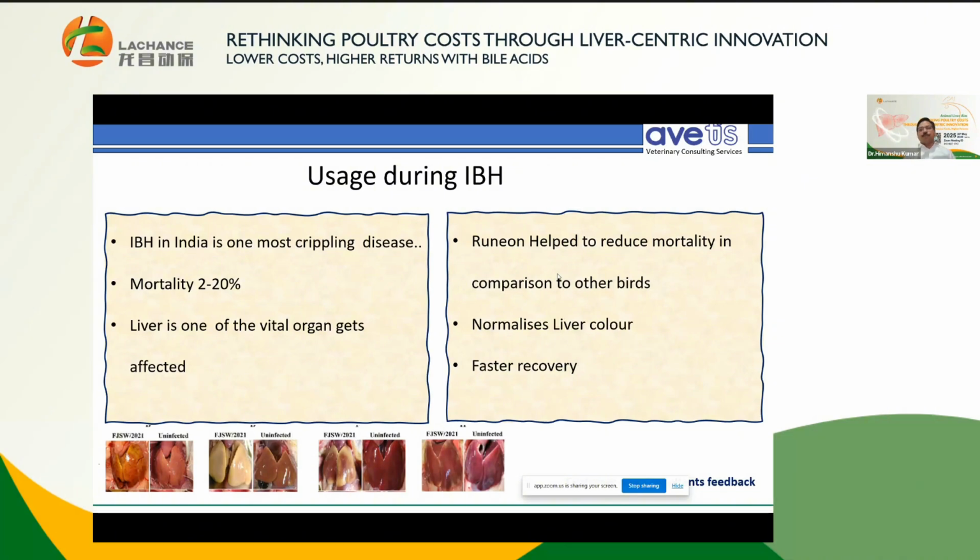This is the feedback we received from the customer: wherever they used the product in cases of IBH, it has shown very good response in comparison to non-used birds. Runion helps to reduce the mortality in comparison to other birds, normalizes liver color, and ensures faster recovery. Once the disease is over, it helps the birds recover from the IBH losses.